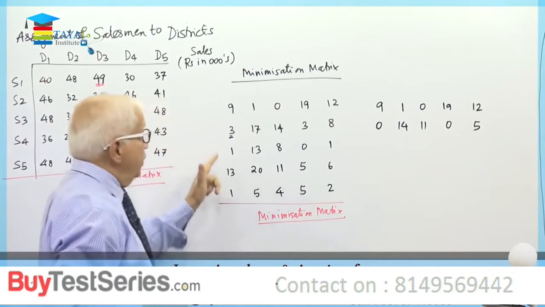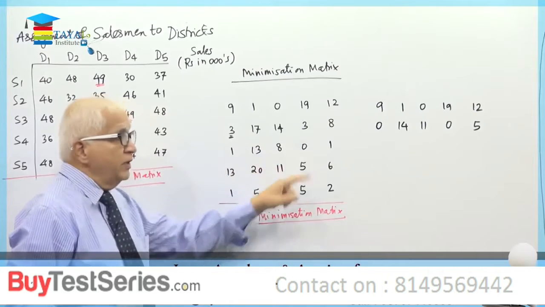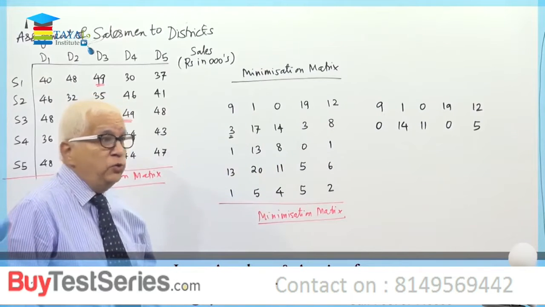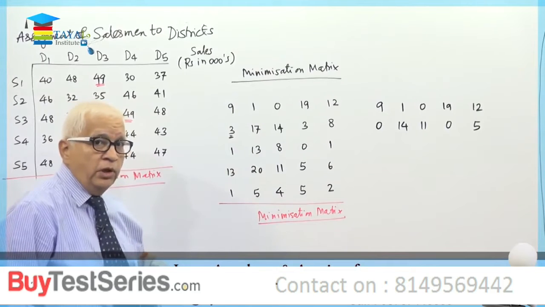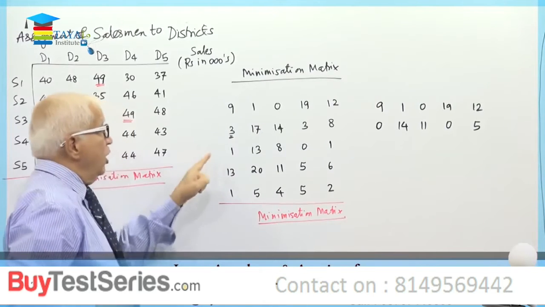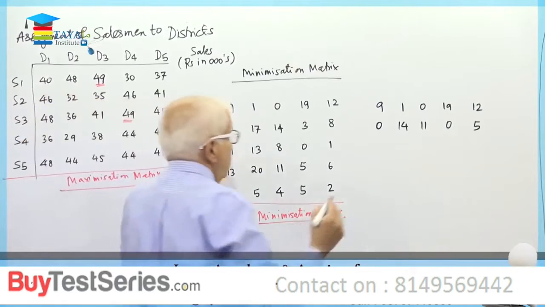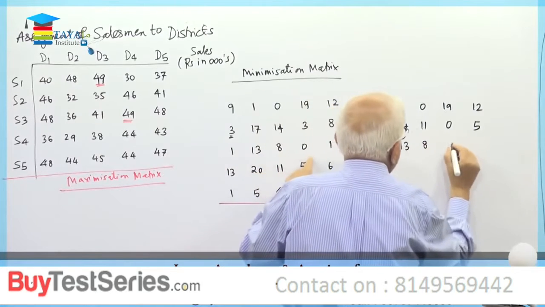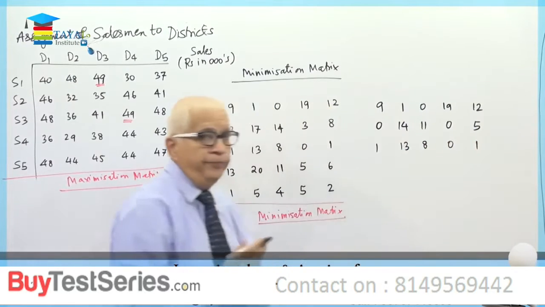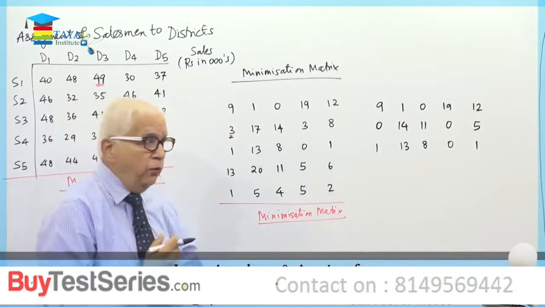Fine. Third row. Third row also I have a 0. That means there is no need to do anything. Third row is copied because I won't be subtracting 0 from all numbers of that row. Obviously, I'll get the same numbers. So I'll copy the third row as it is. So 1, 13, 8, 0, 1. Fine. Third row dealt with.